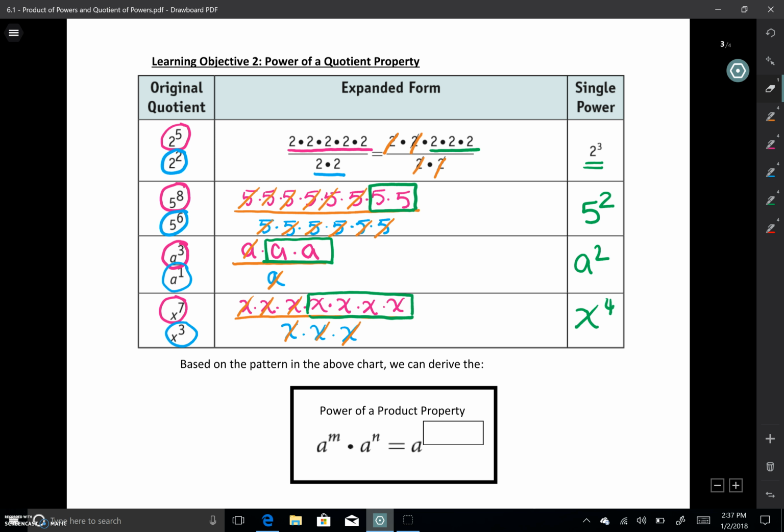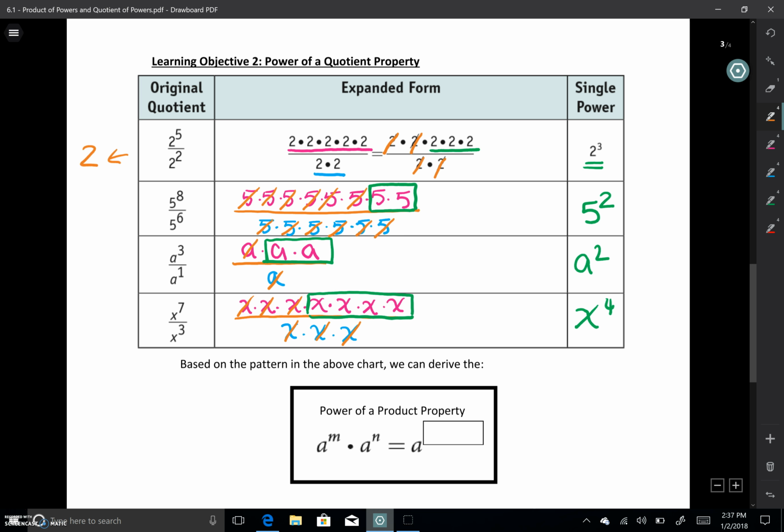If we're looking for a pattern here again, okay, I'm going to erase that so it's just a little clearer. Here, my bases are 2's. Here, I have a base of 5. Here, I have a base of a. And here, I have a base of x. Again, all of my bases are the same in the numerator and the denominator. When that happens, if I look at my exponents, 5 and 2, well, if I subtract 5 minus 2, I get 3. And that's what I get over here, too, when I rewrite each power as a single power.